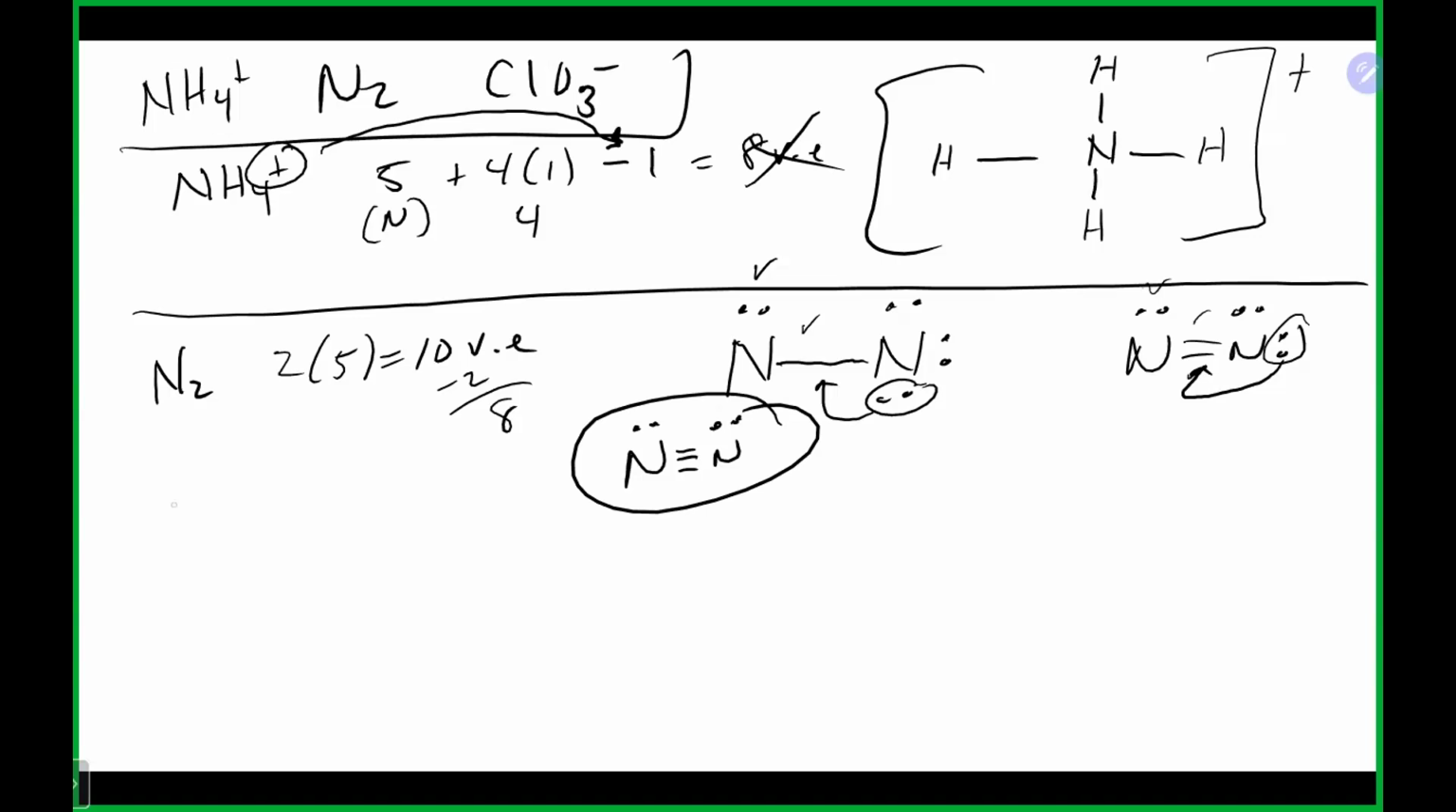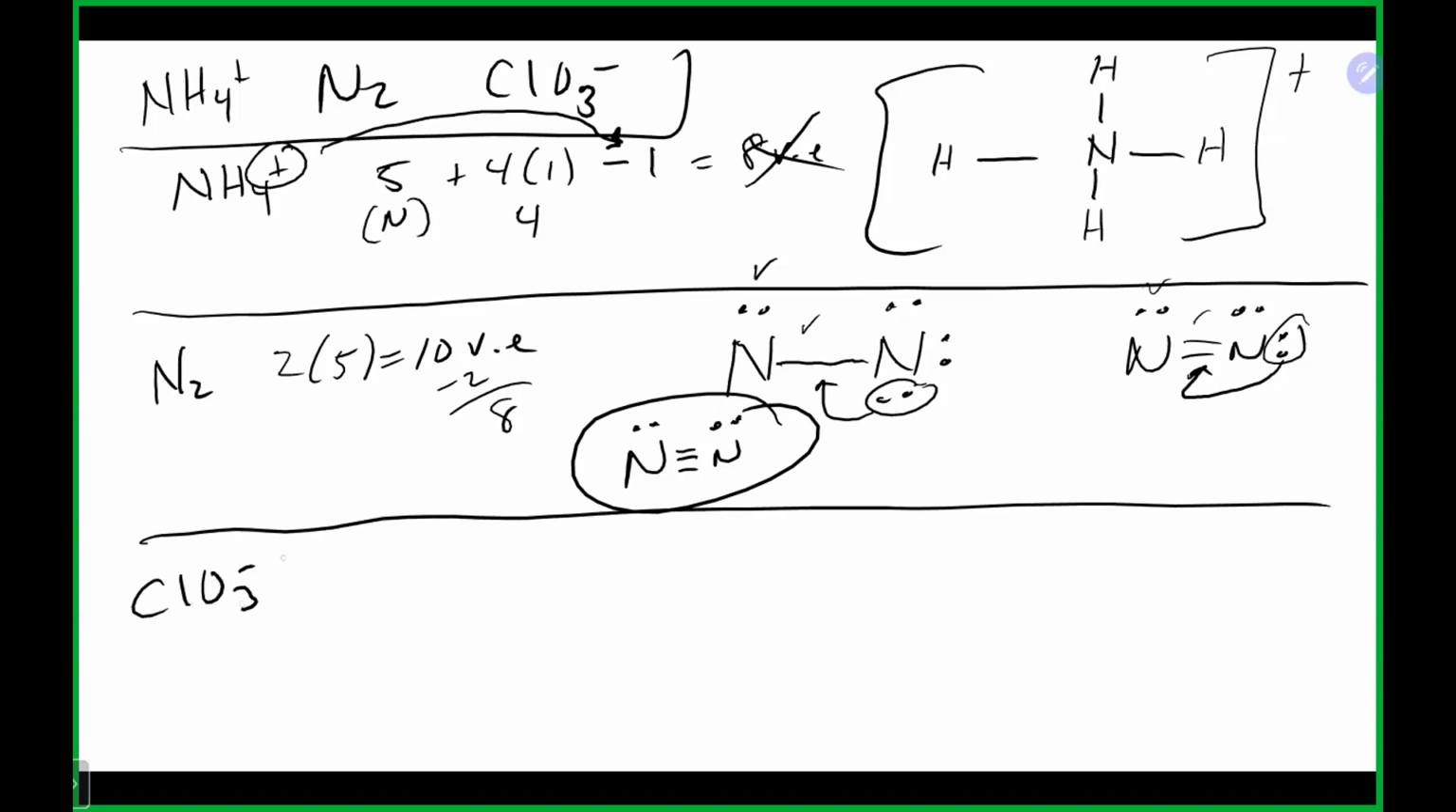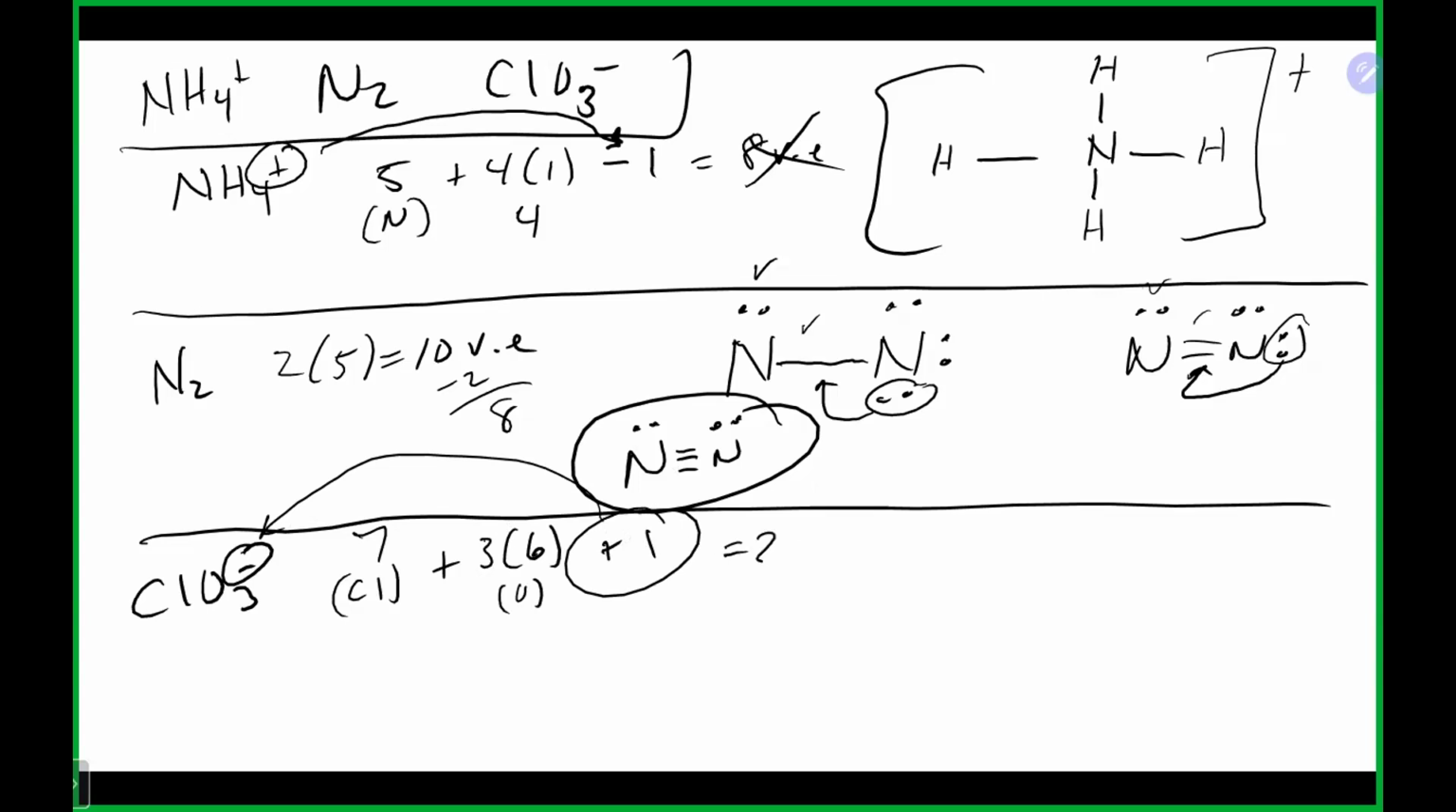All right, last one on tap here, ClO3 minus. So Cl is chlorine, which is 7. There are 3 oxygens, which are each 6. And again, we have a -1 charge, which means it has gained electrons. So we do want to add 1 for the -1 charge. And that's going to give us 18, 19, a lot, 26 valence electrons in this case.